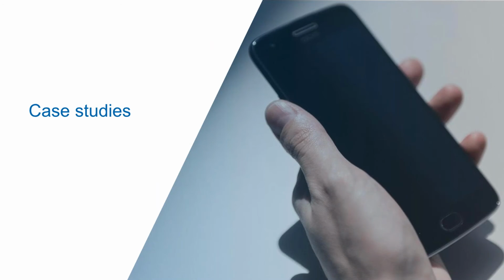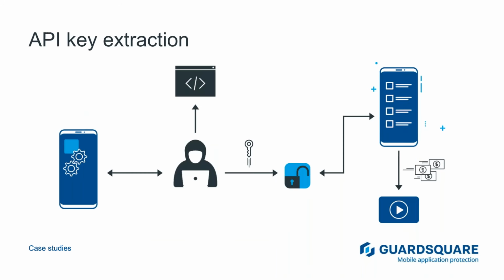Let's take a look at some case studies on how that would practically go. For example, API key extraction or cryptographic key extraction. First of all, the attacker would need to download the application from the iOS App Store or the Google Play Store. In case we're talking about iOS, it would be necessary to obtain a decrypted version of the application, which can be easily done using, for example, Clutch on a jailbroken device.